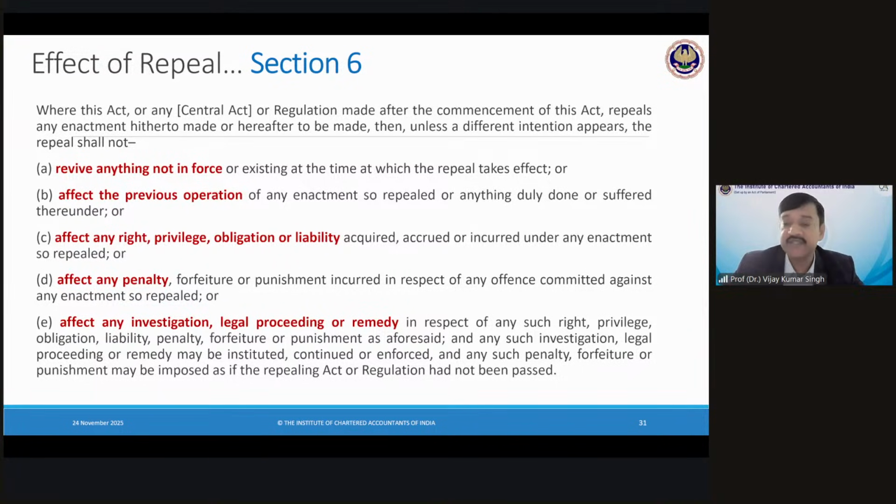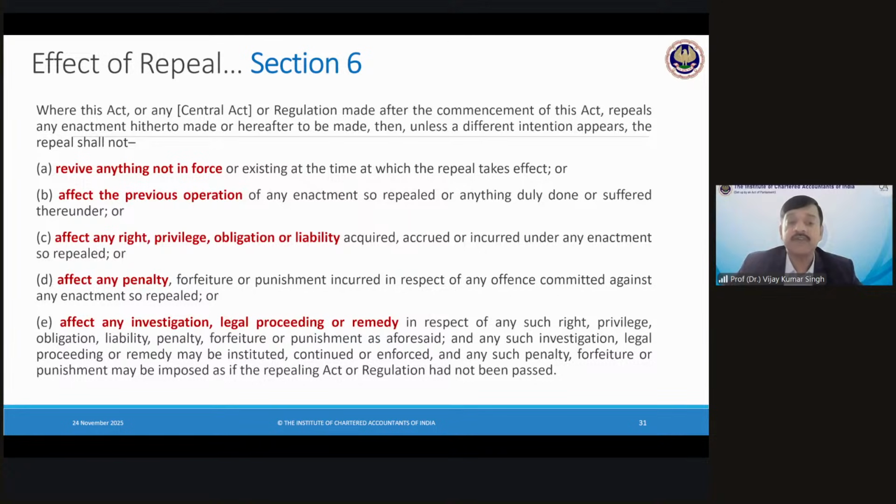Say, for example, there was some offense which was there, and later on that offense went away. A person who has committed that offense when the law was existing, and is under the obligation to pay a penalty for that, that penalty will not go away even if the law goes away later on. Am I clear?